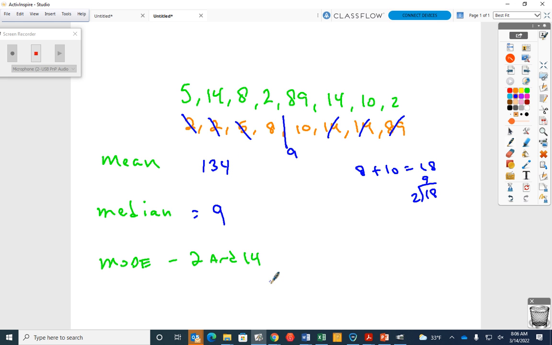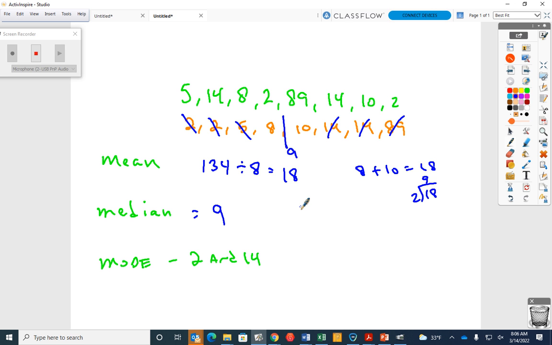Okay. I did it really fast. And what am I going to divide that by? 8. How many numbers are there? 1, 2, 3, 4, 5, 6, 7, 8. So if you divide 134 by 8, what do you get? 18. Okay.